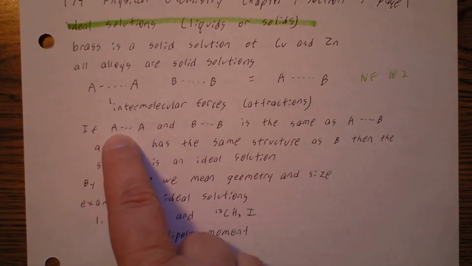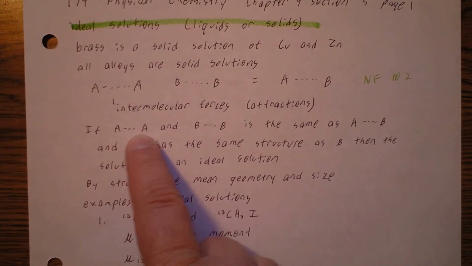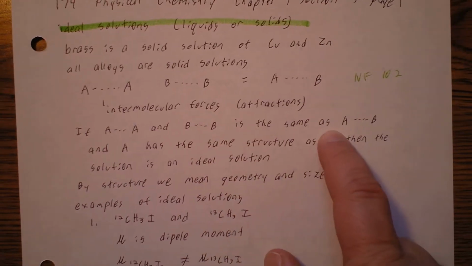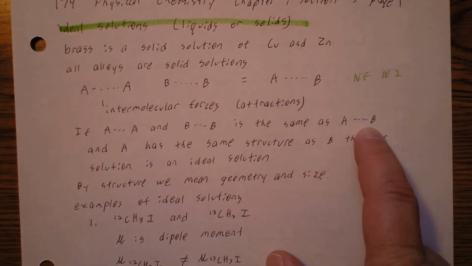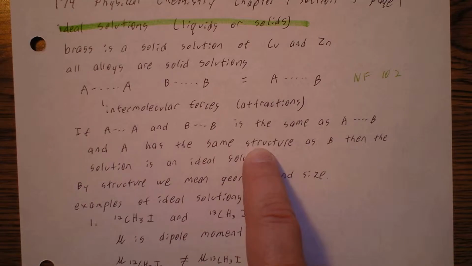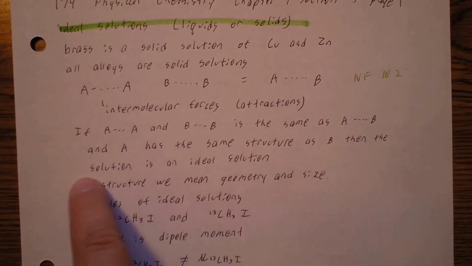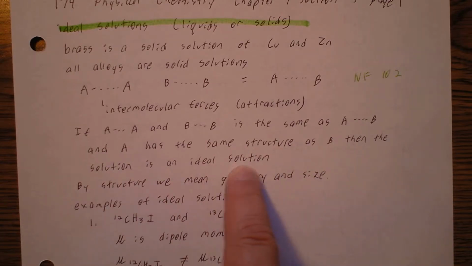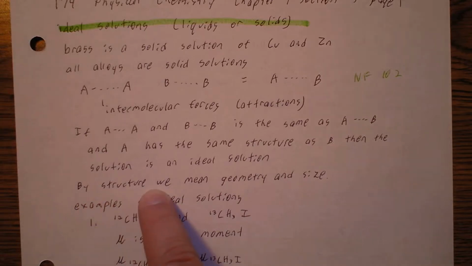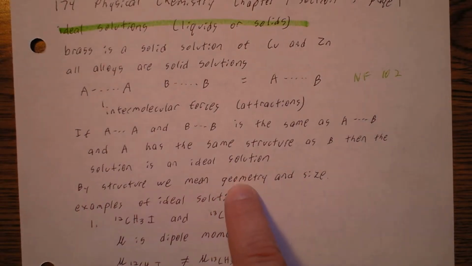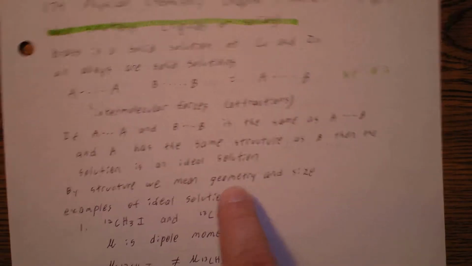So like I said, if the intermolecular force between A and B is the same as the intermolecular force between A and A, and A has the same structure as B, then the solution is an ideal solution. Now by structure we mean generally the size of the molecule and what type of geometry it has, etc.